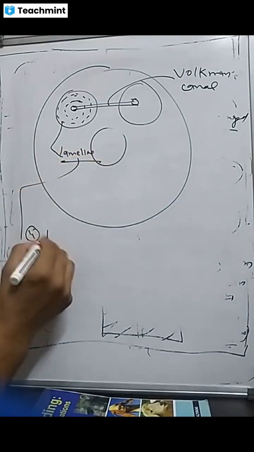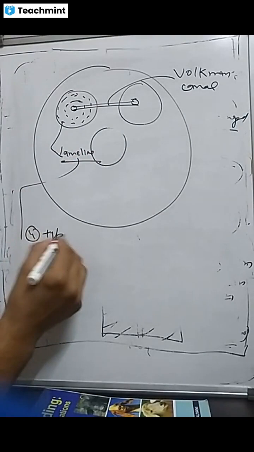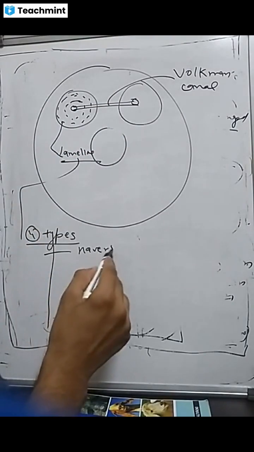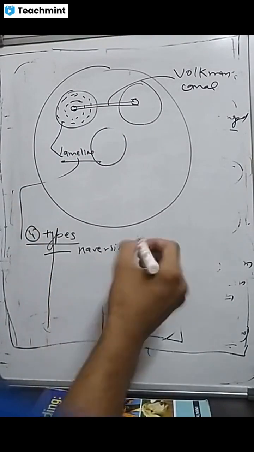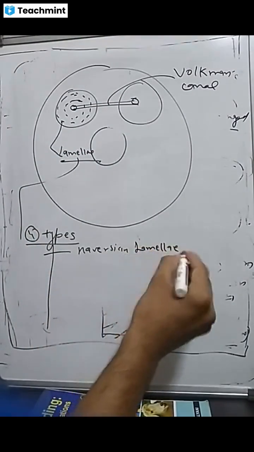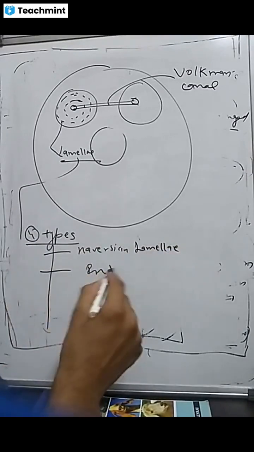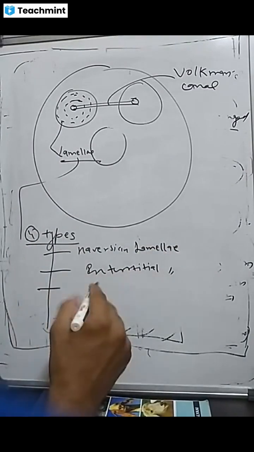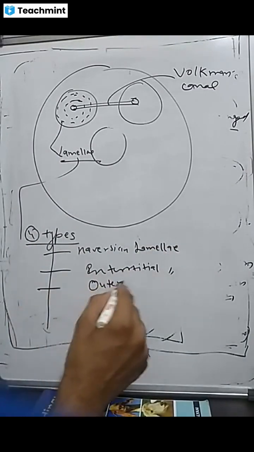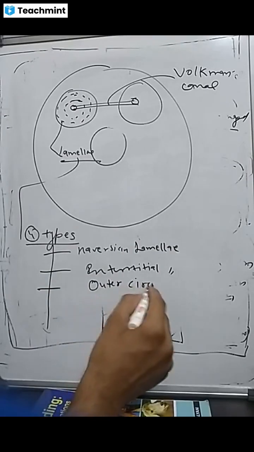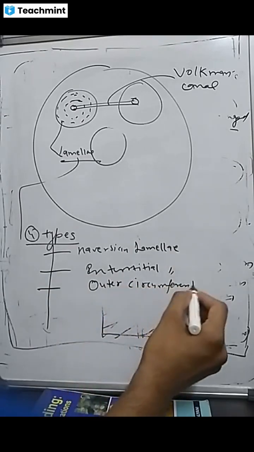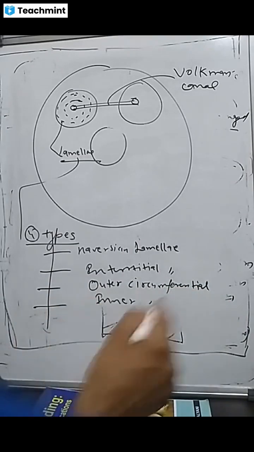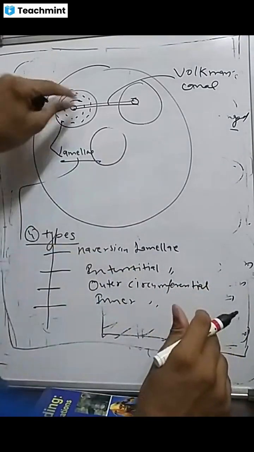Lamellae are of four types. First is Haversian lamellae. Second is interstitial. Third is outer circumferential, and last is inner circumferential lamellae.